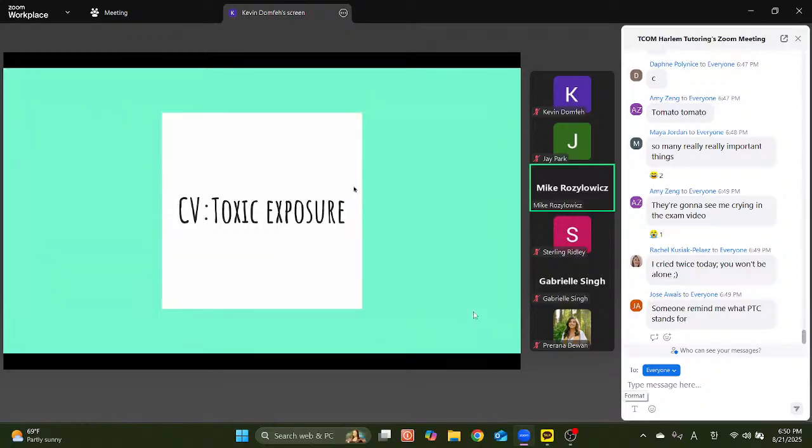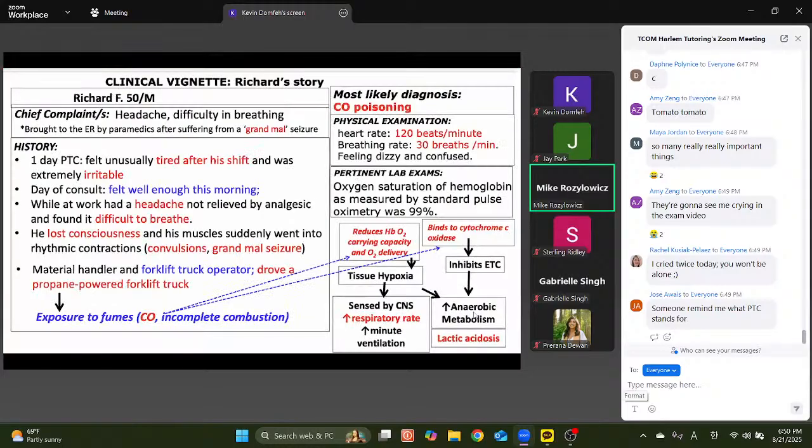Yes, and the last one is toxic exposure. Somebody talked about this earlier, carbon monoxide. Carbon monoxide works very similar to cyanide poisoning in that it affects the fourth part of your electron transport chain. Because of this, you're going to have reduced oxygen carrying capacity in your blood because the CO is going to completely displace the oxygen.